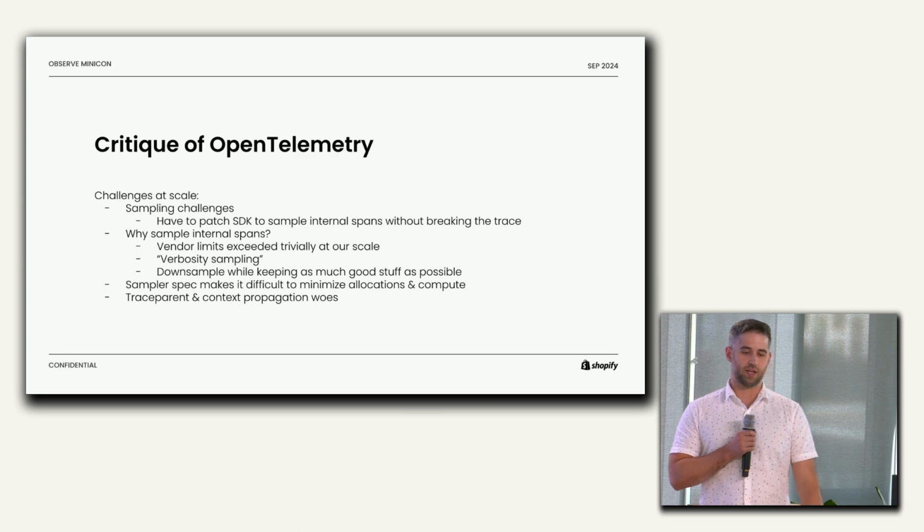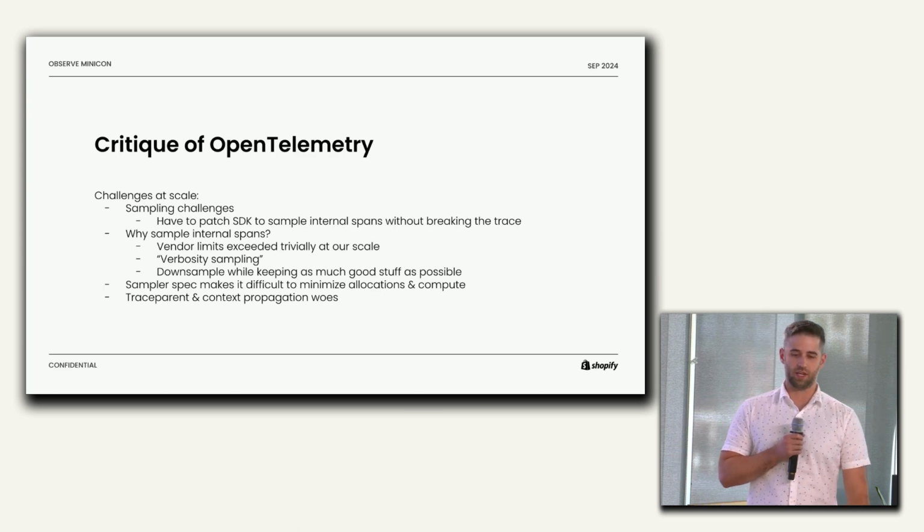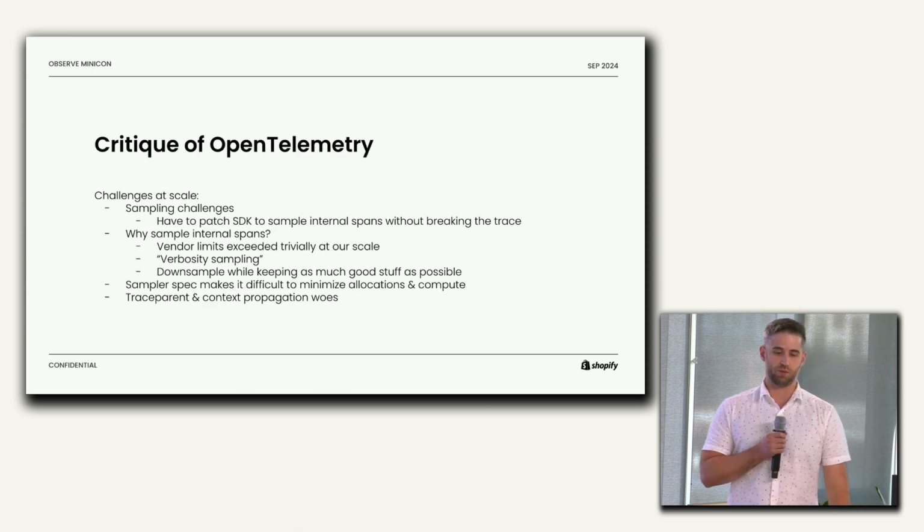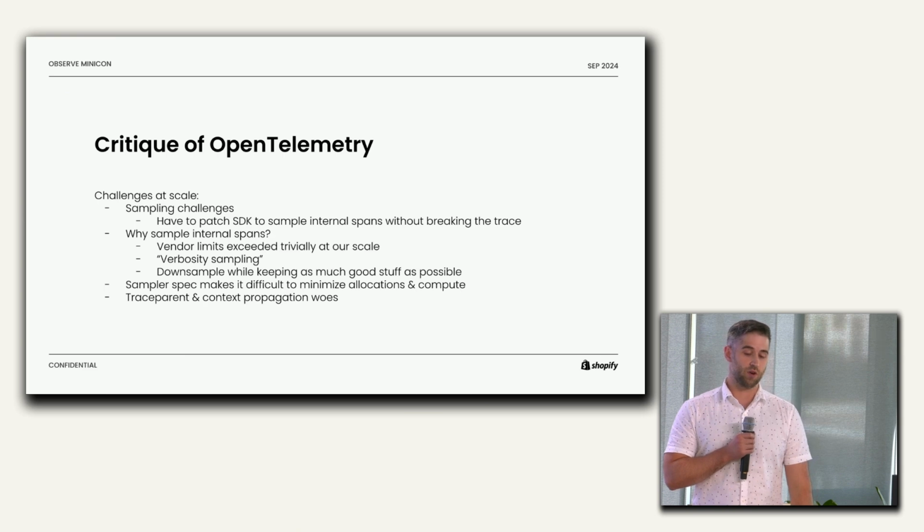So we had a patch and we did a bunch of work to minimize allocations and compute. We have to cache the sampling decision up front, and we have a bunch of rules that get evaluated, and we put a lot of work into trying to minimize the overhead. And a lot of that overhead could be avoided with a more conscious specification around span creation.